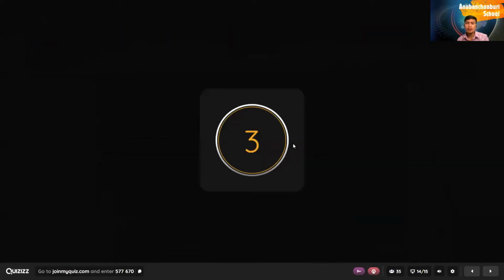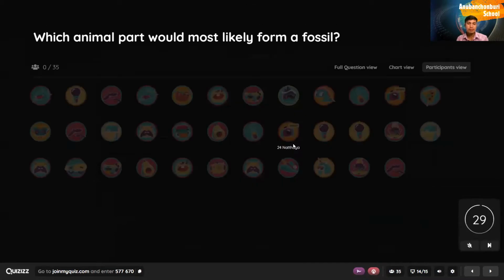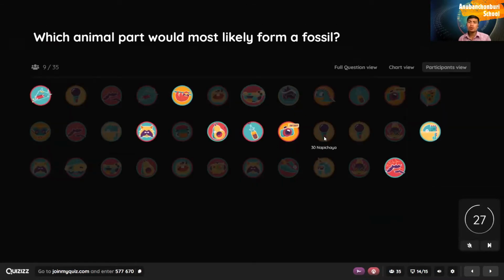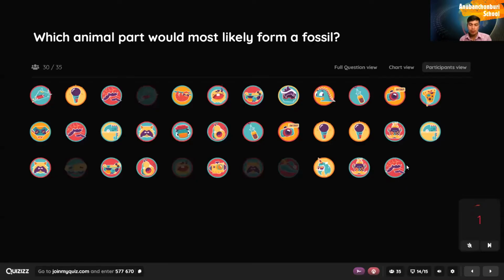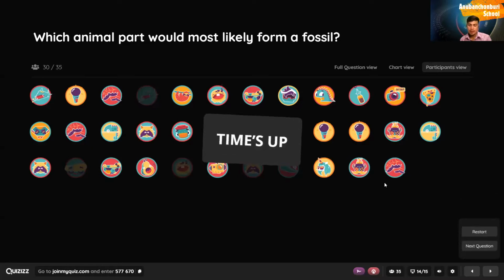So, question number 14, second to the last, and then we're going to end. Which animal part would most likely form a fossil? The muscle, the lung, the fur, or the bone? Okay, the correct answer here is easy, right? It's the bones or bone.